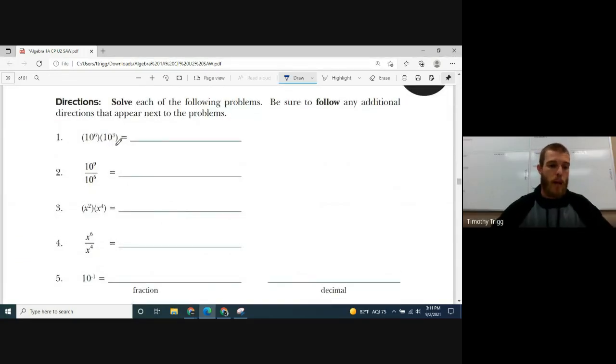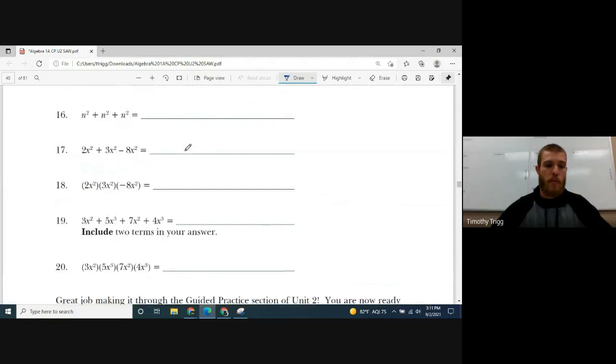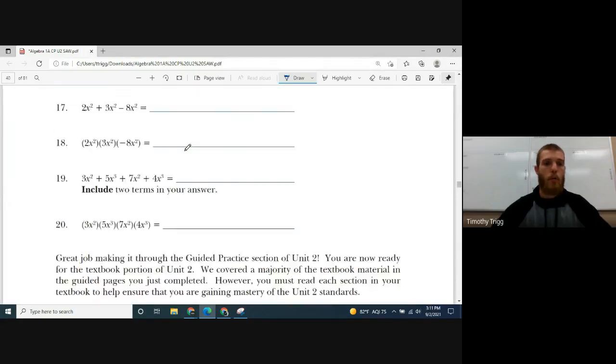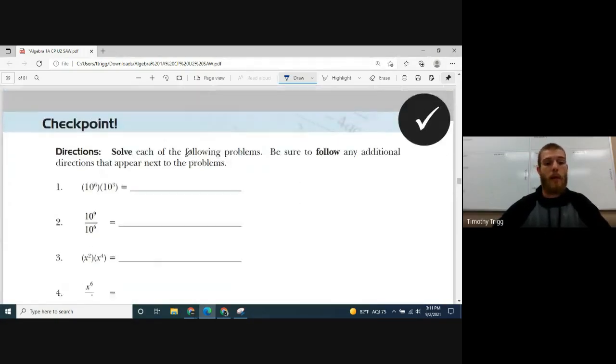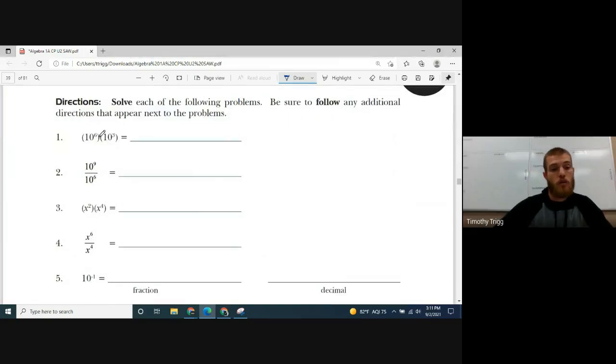Okay, now let's do some practice. This is all stuff that we've covered before, but I'll continue to go over it. Maybe I'll ask you to do some on your own. So here when we're multiplying, as long as they have the same base, we would add the powers. So this would be 10 to the power of 9.